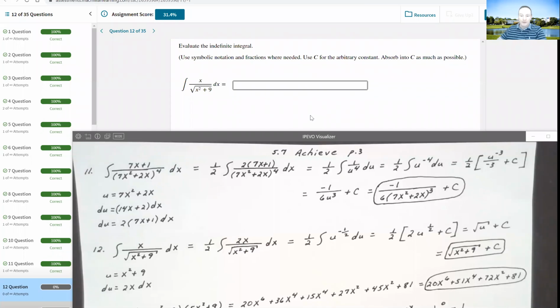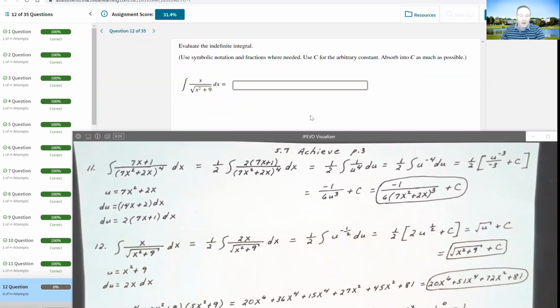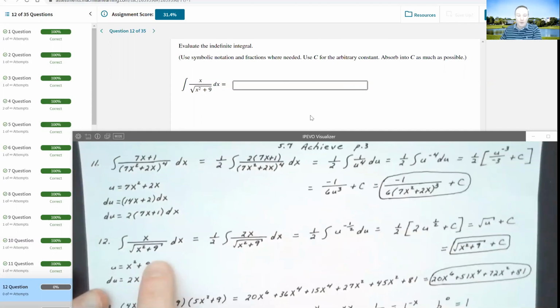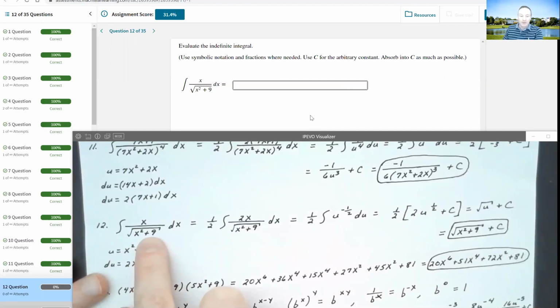For number 12. This one's actually a quicker problem. We have the integral of x over the square root of x squared plus 9. So I'll let u equal what's inside of the group in the denominator, the x squared plus 9.